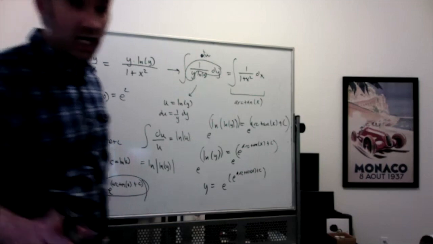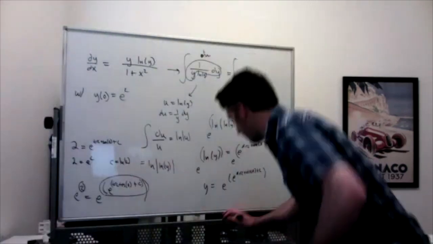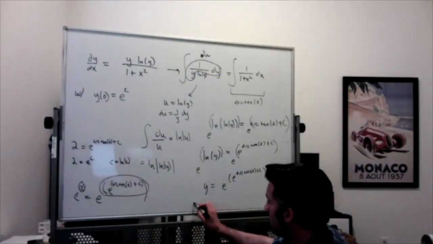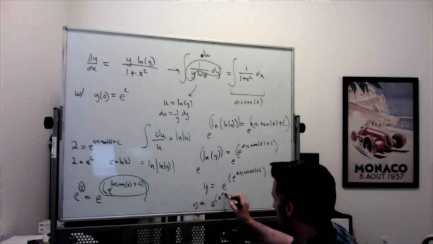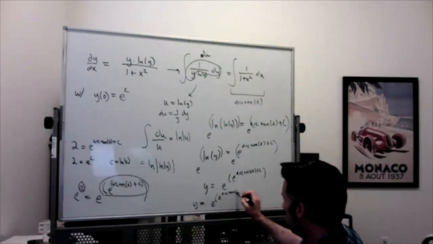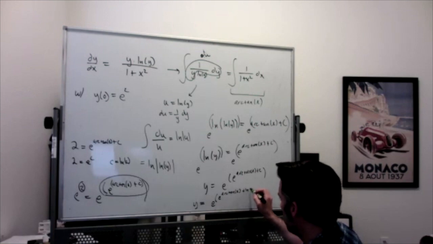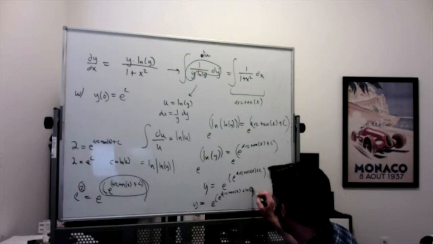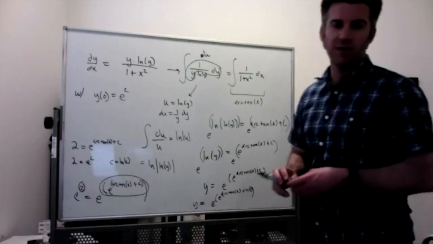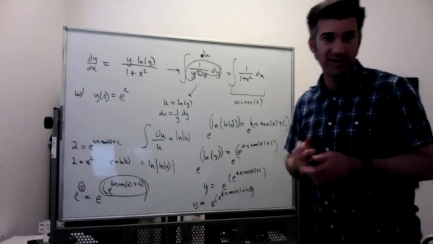And then we're not done yet. We have to go back and write that our final answer is y is equal to e to the arctangent of x plus the natural log of 2. Kind of bonkers. Actually, it's not really that bonkers. It just feels like a weird answer, but it's really not.